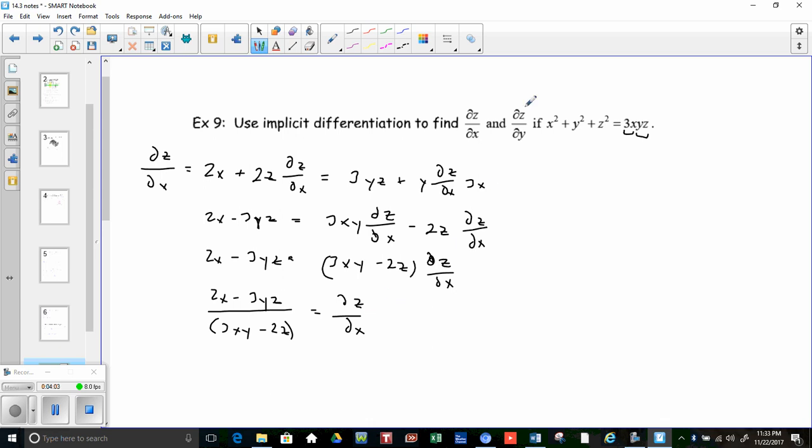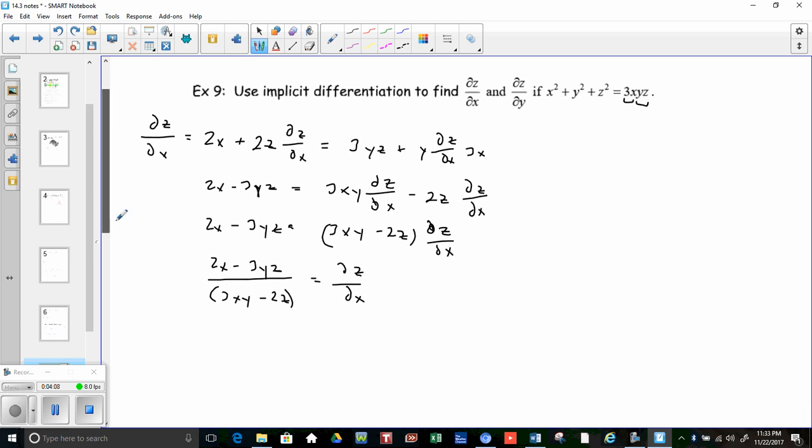Alright, and then it says to find dz dy. Let's move this down a little bit. dz dy. Well, if you're really thinking about it, it's going to be very, very similar. This time x is constant, so anytime we have the x here, that's going to be 0. This is going to be your independent variable, so on the left-hand side, it would be 2y instead of 2x, and the z part is still going to be 2z, except it'll be dz dy this time, because this is what we're going to try and solve for, is dz dy.